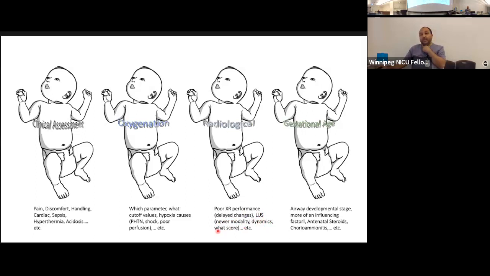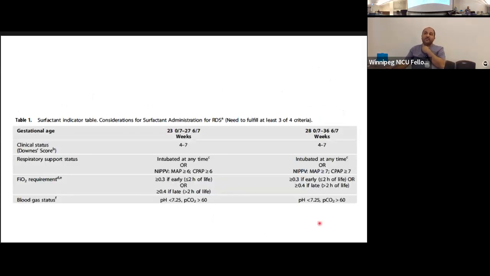And what's the score that we have to rely on? Although there is a lot of literature that can define which is score 8 or 9. Then there is gestational age and the factors related to it, the developmental and embryological development of the airway, the presence of antenatal steroids, and the other risk factors for having RDS.